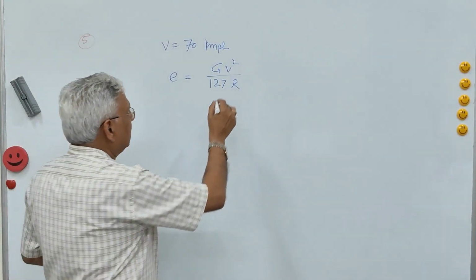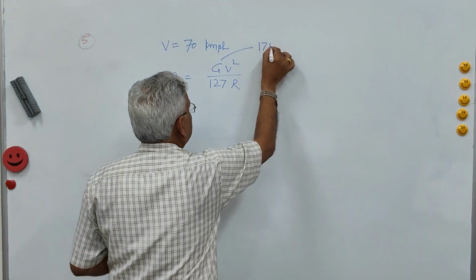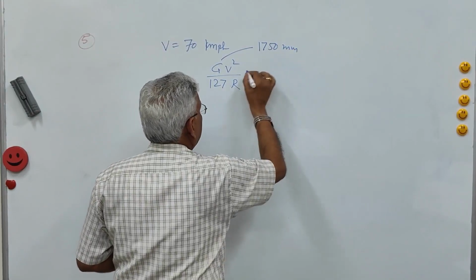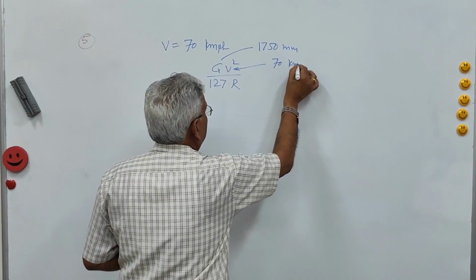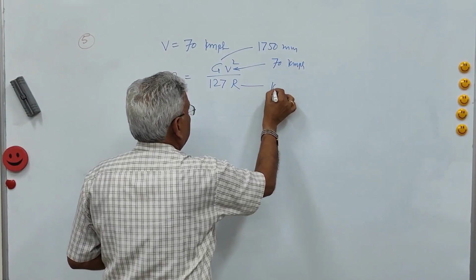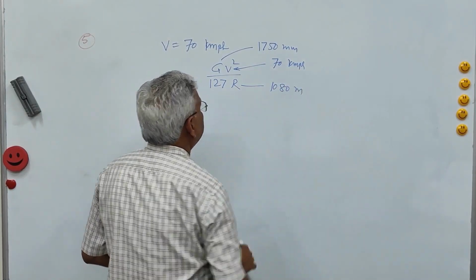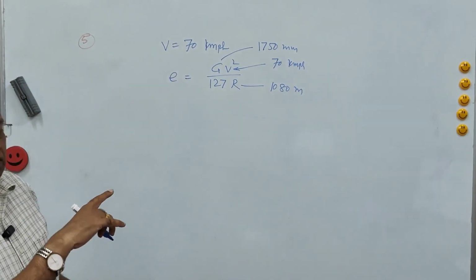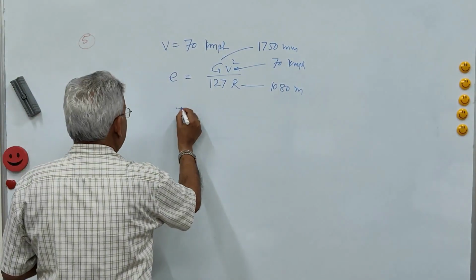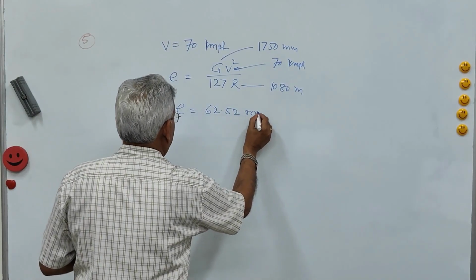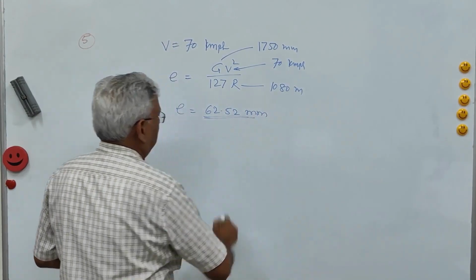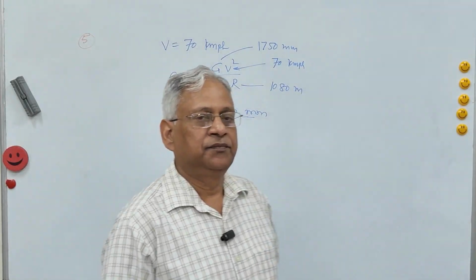Because this is a broad gauge, G is 1750 millimeter, that is dynamic gauge. V is 70 km per hour and R is 1080 meter. Now if you put these values in this equation, you get E equilibrium as 62.52 millimeter. This was the cant originally provided on the track.